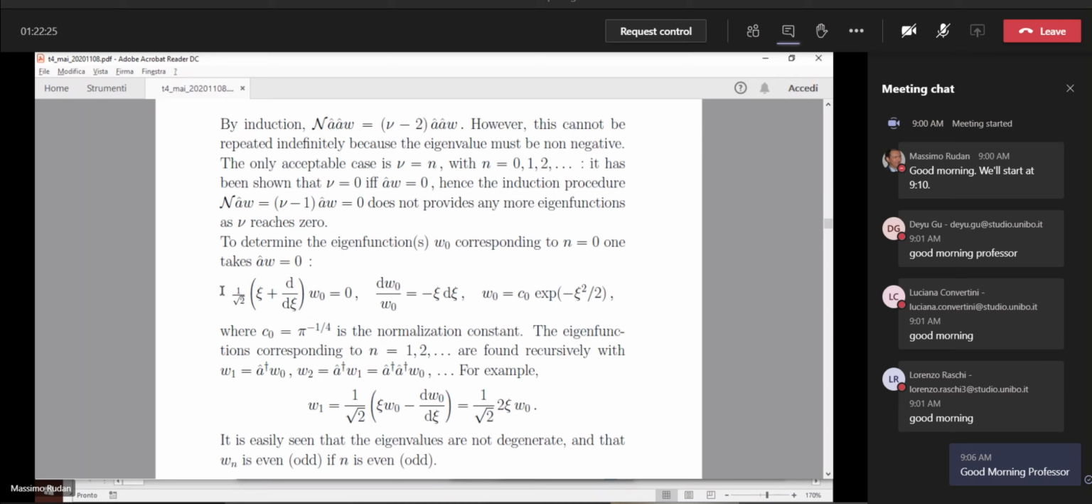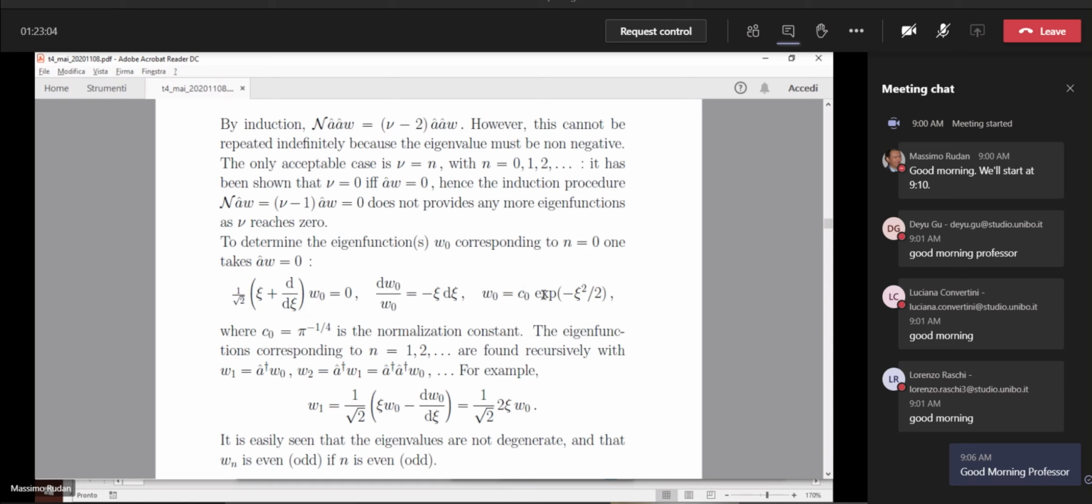By the way, you can see immediately that the equation is separable. So we can write it as dW0 over W0 is equal to minus psi d psi, and this of course gives you a Gaussian, okay? Psi d psi is 1/2 d psi squared, okay? So we find a Gaussian. C0 is for the moment an undetermined constant, okay?